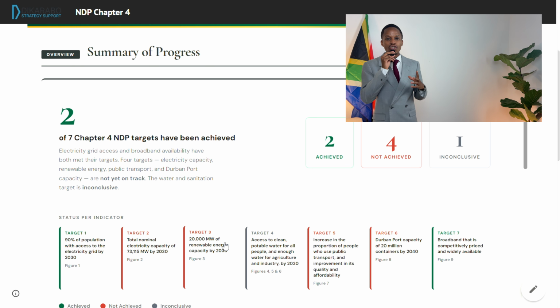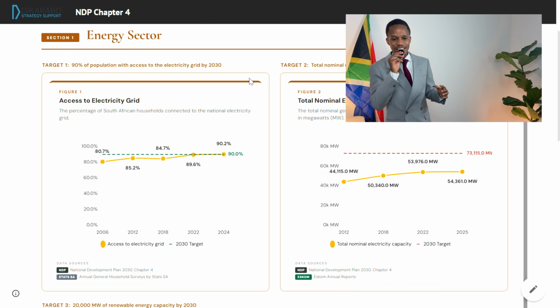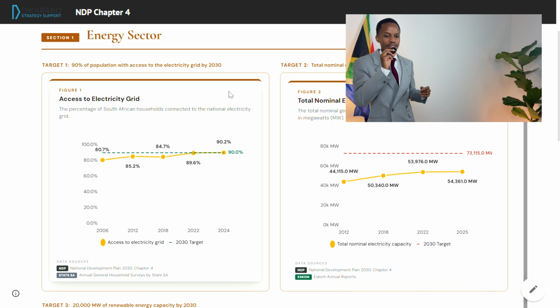Target 1, 90% of the population with access to the electricity grid by 2030. This is one of the 2 targets that has been achieved to date. We see from 2006, there's been gradual improvement in the access to the electricity grid, bringing us to the latest data that I could find, with 90.2% of people in South Africa having access to the electricity grid, slightly above the targeted 90%.